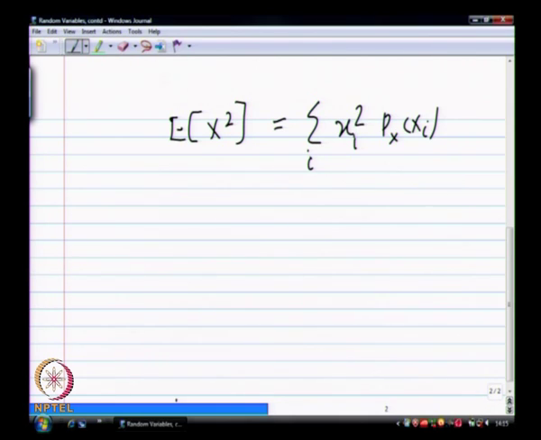And what is special about e of x squared? There is another name for that. Variance, no. Second moment. So e of x is your first moment, this is your second moment. Later on we will talk about moment generating functions too.